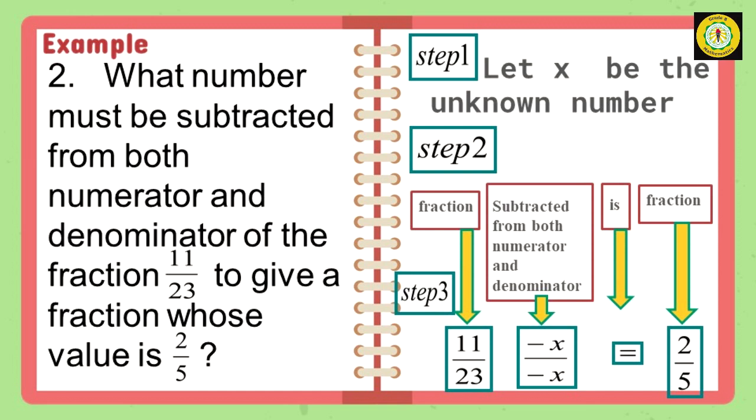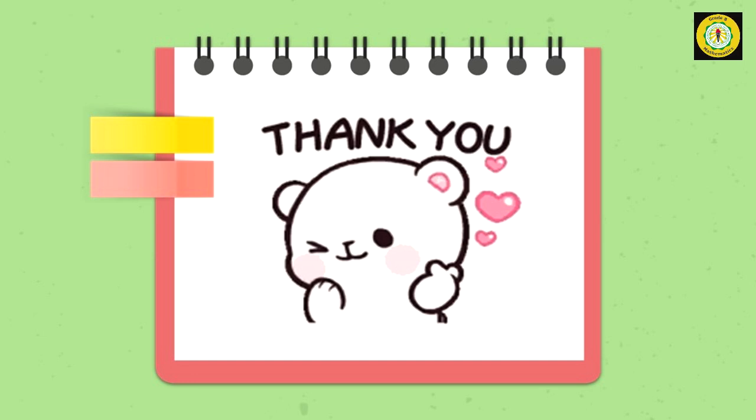5 times 11 minus x equals 2 times 23 minus x. Apply the multiplication. 55 minus 5x equals 46 minus 2x. Negative 5x plus 2x equals 46 minus 55. Negative 3x equals negative 9. Divide negative 3 both sides. x equals 3.